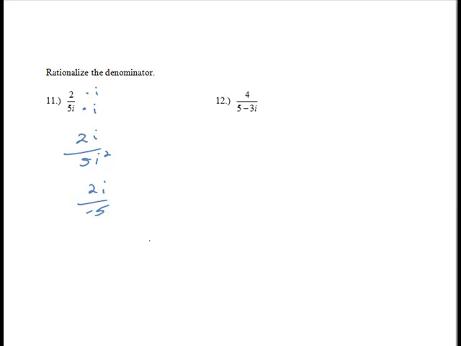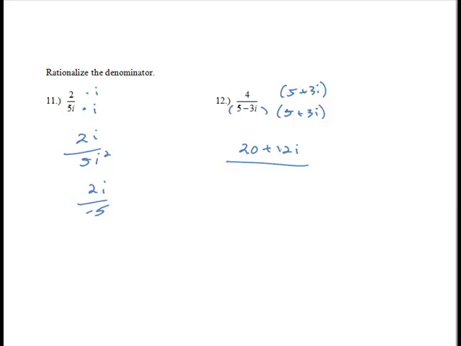And number 12, two terms in the denominator. One of them, of course, has that radical, so it doesn't matter whether there's one radical or they're both radicals. The fact that there's two terms in the denominator, we use the same steps as we discussed before. We'll multiply the numerator and denominator by the conjugate. So the conjugate of the denominator, 5 plus 3i, which gives us 20 plus 12i.